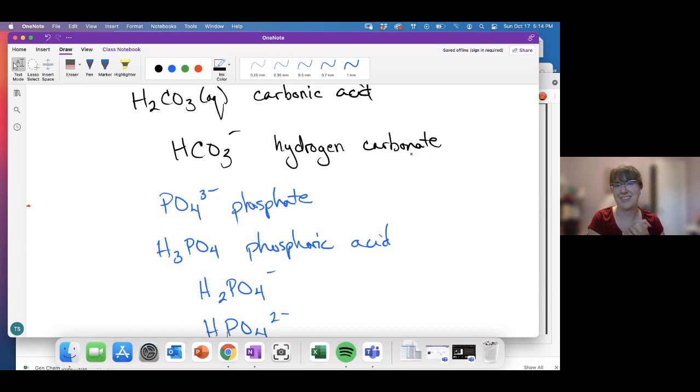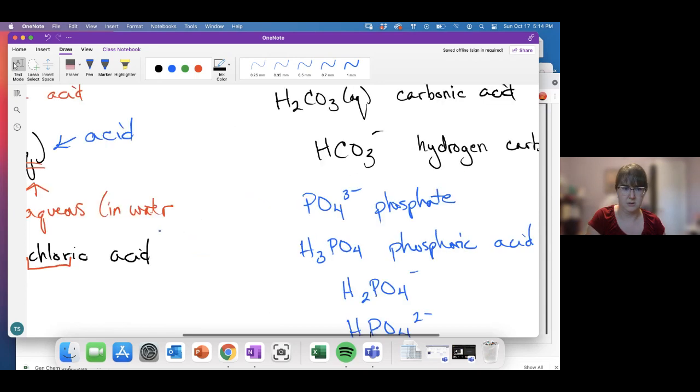Okay, we have 2 more questions. Sure. So would hydrogen chloride be an incorrect answer if the state isn't specified?